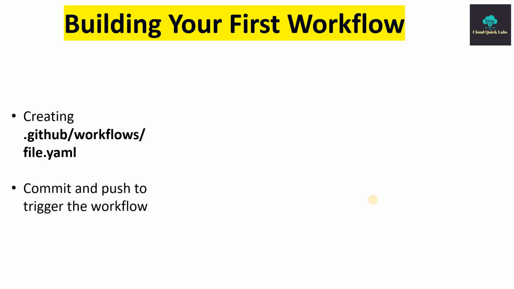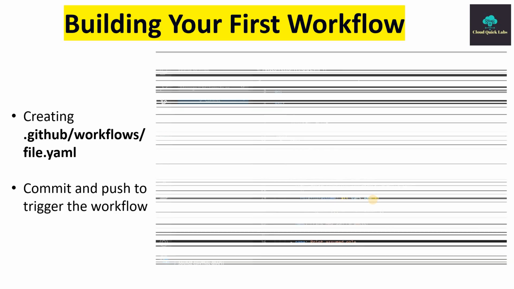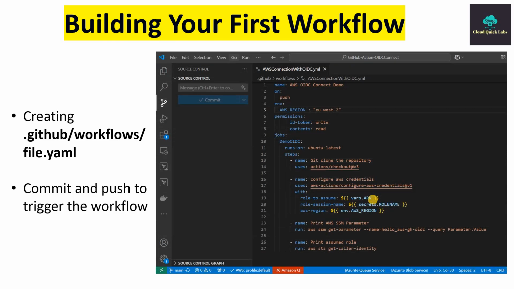So to create your first GitHub Actions workflow, you have to create a folder called .github forward slash workflows, then give your file a name ending with .yaml or just .yml. In the sense, you need to create a YAML file underneath the folder called .github in small letters, forward slash workflows in small letters, and forward slash the YAML file. And then you're going to commit and push to trigger this particular workflow. Now you see that this is my code base, and it is there in my VS Code.